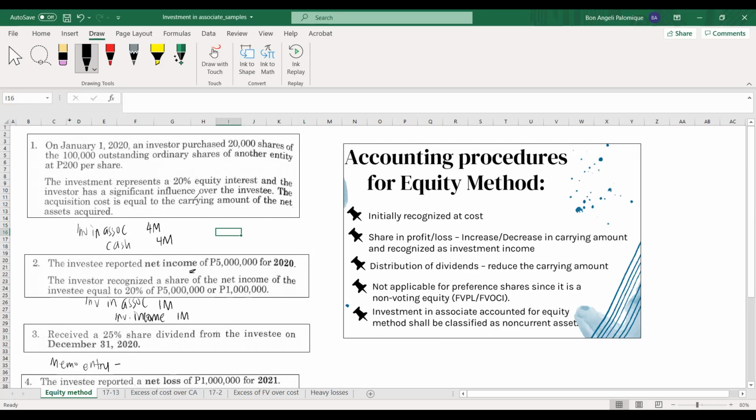Ang nangyari is nagkakaroon lang tayo ng increase. So meron tayong additional na 5,000 shares. So may total of 25,000 shares na tayo. Pero, yung market value ng bili natin is 4 million pa rin. So, kung dati is 4 million divided by 20,000 shares, ngayon 4 million divided by 25,000 shares na siya.